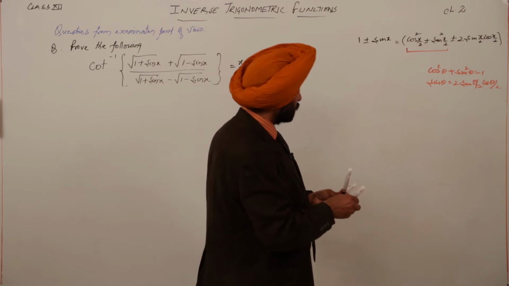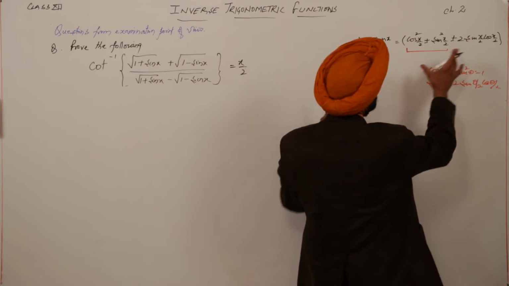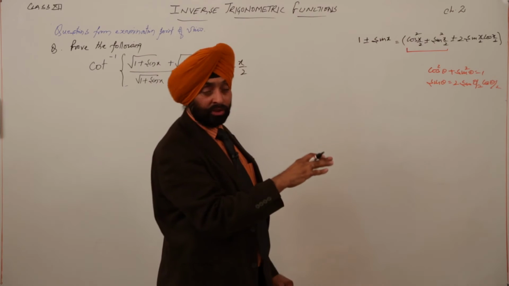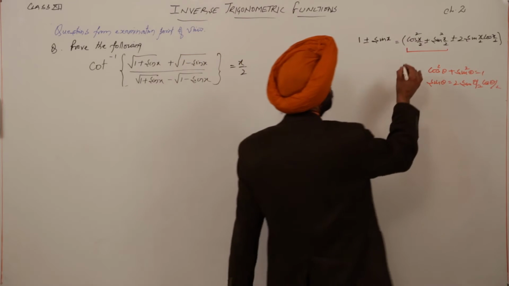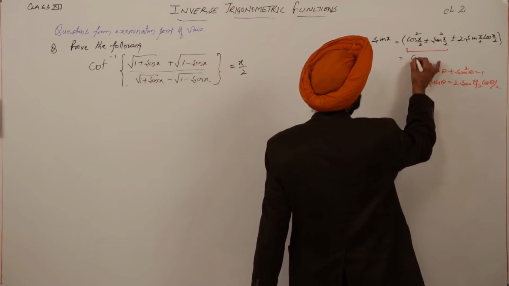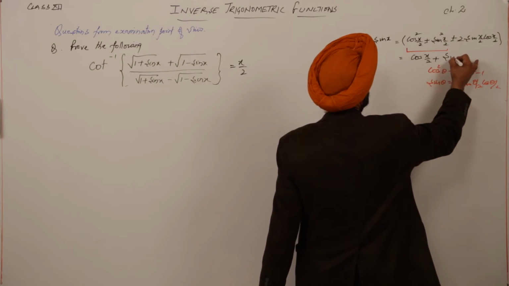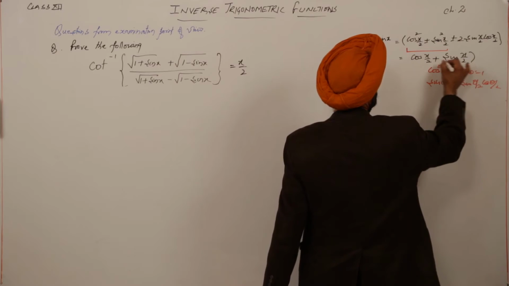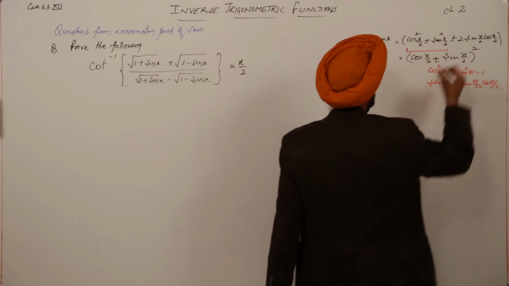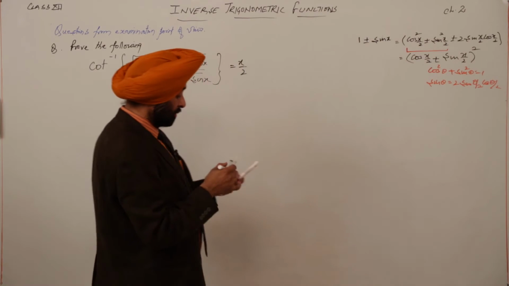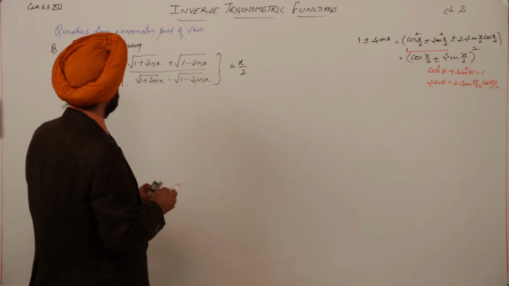Now, further what can I write for this? This becomes a² plus minus b² plus minus 2ab. So now we got this as (cos(x/2) plus sin(x/2)) plus and minus, whole square. So, this is the thing which we are going to use now in our question.